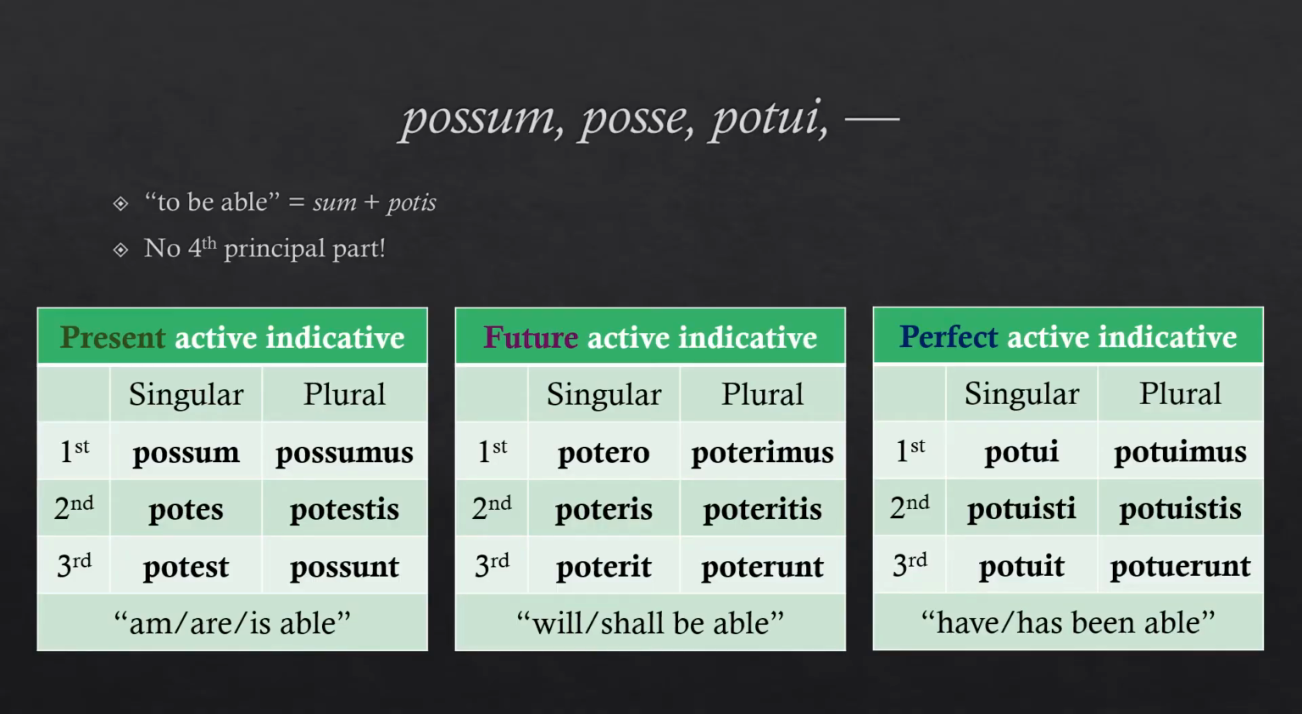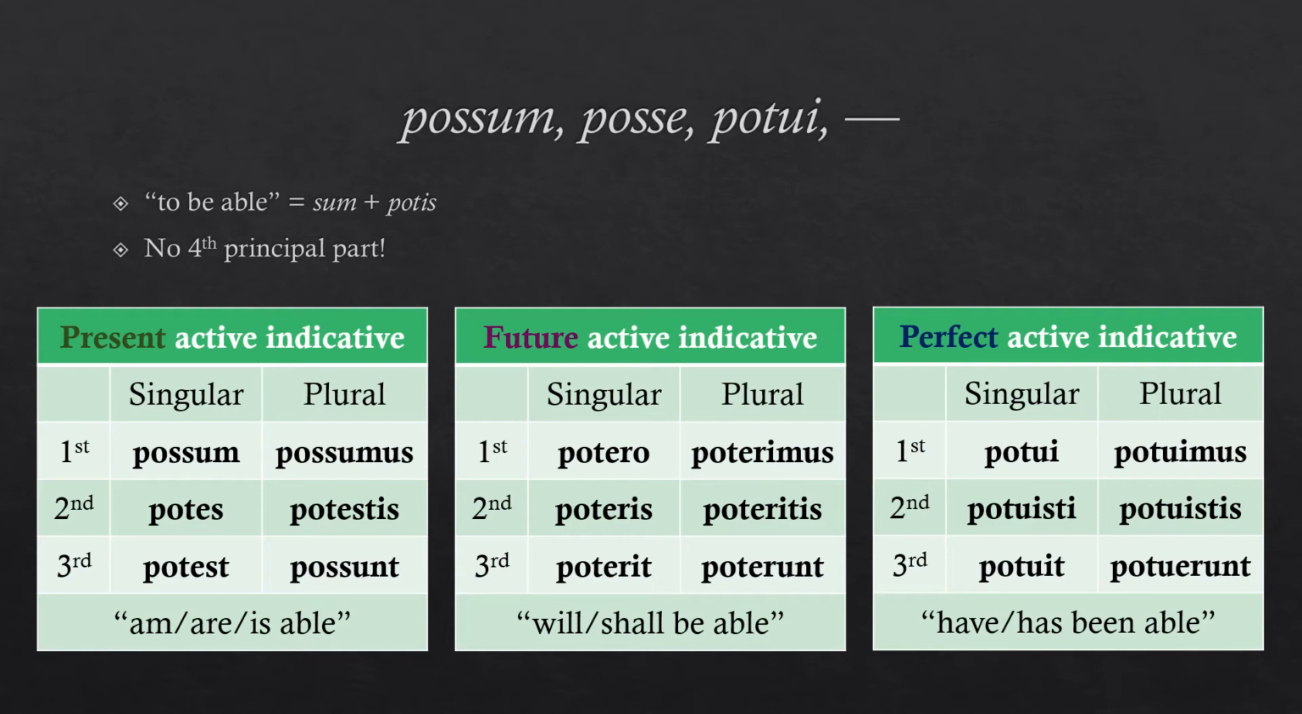Let's now switch gears to verbs. Another incredibly important irregular verb in Latin is possum, posse, potui. It means to be able, and comes from the compound of the adjective potus, which means capable or possible, and sum. Some verbs don't have a fourth principal part, and possum is one of them.